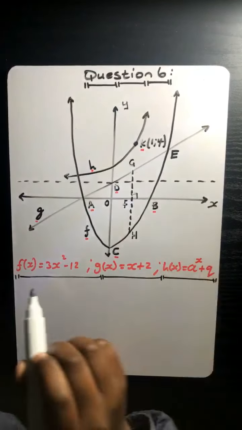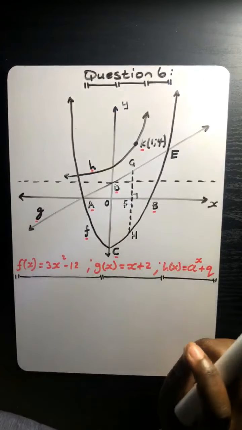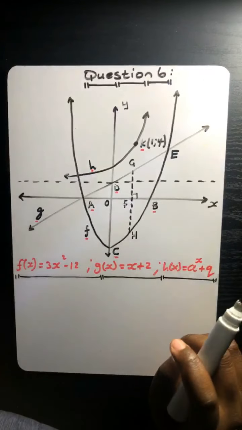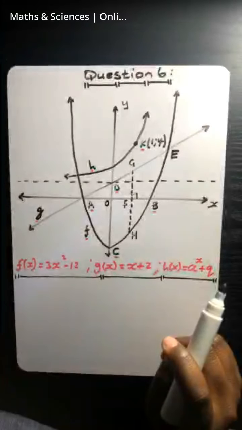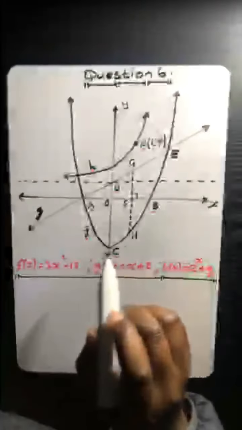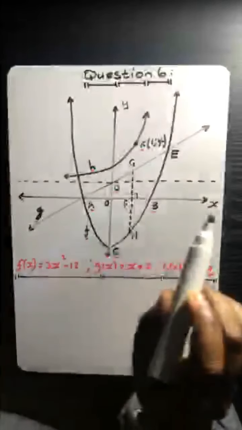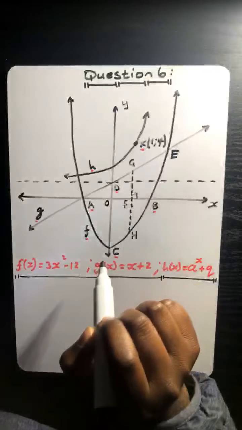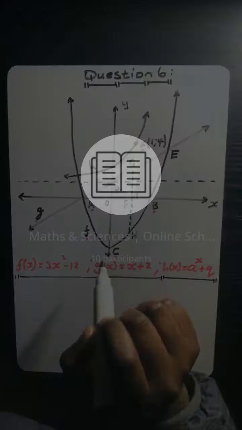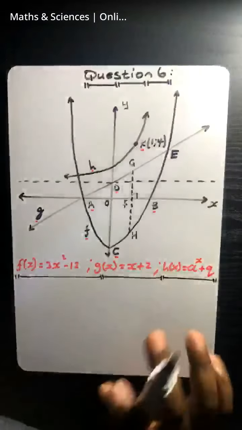Where am I? I've just read the first part of the given statement. A and B are the x-intercepts, and C is the turning point of f. D is the y-intercept of g. K has coordinates and is a point on the graph of h. There's h. Okay, now it's fine.